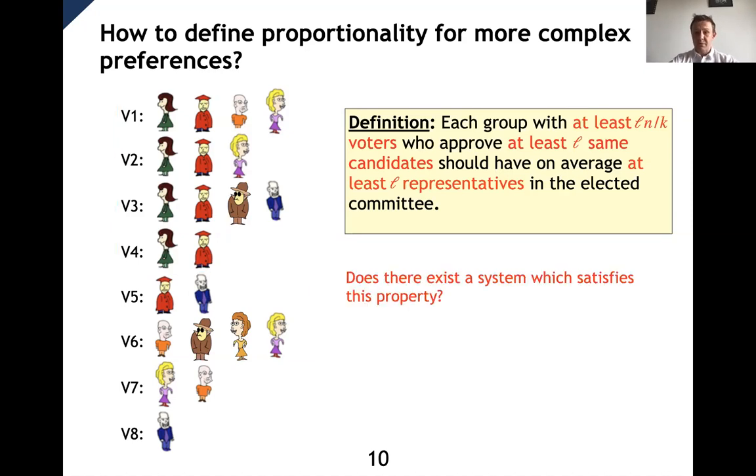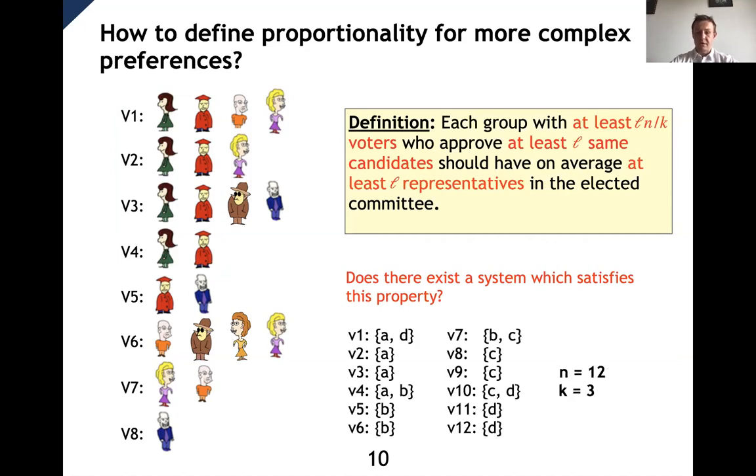This property is very appealing, however, it is also very strong. One can show that there exists no committee election rule that would satisfy this property. Let's look at the following example. Here we have 12 voters and the size of the committee to be elected is 3. We observe that the first 4 voters form 1/3 of the society and they all agree on the candidate A. Thus, they should be given at least, on average, one representative in the elected committee. This is possible to achieve only if we elect A.